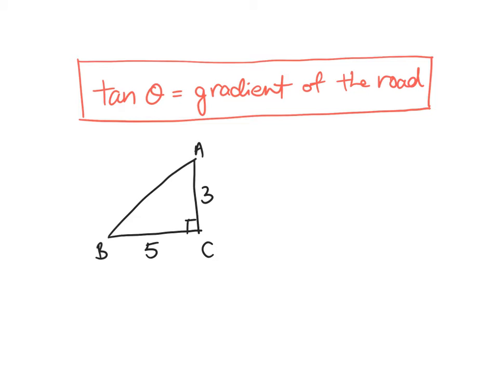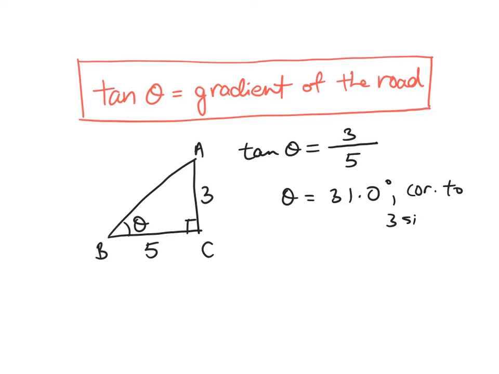Okay, let's find the inclination of the road AB. So tangent theta will equal 3/5, which is the vertical distance over the horizontal distance. So you will use your calculator, hit shift tangent 3/5, execute, and then you should get 31.0 degrees correct to 3 significant figures.